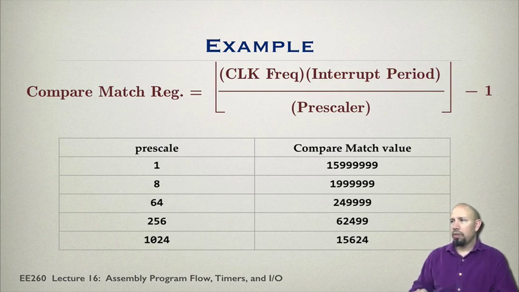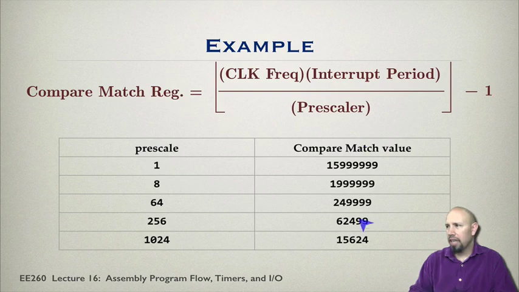Okay, so if we actually do this calculation for these prescale values, these are the compare match values that we will get. And so you can see these are fairly large values. All of them are greater than 255, which means if we're going to implement this on an Arduino directly, we actually need a counter that can count above 255. And so that basically is going to require that we use a 16-bit counter.